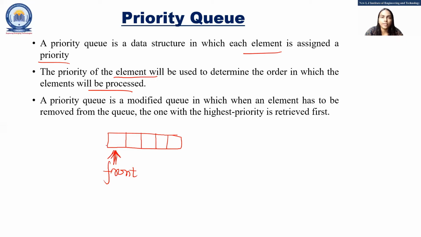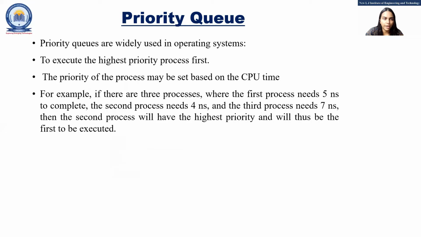Based on the priority, it will now be decided how the element is inserted and how the element will be deleted. So basically we can say that a priority queue is nothing but a modified version of queue, in which when an element has to be removed from the queue, the one with the highest priority is retrieved first. So it will be decided which element will be getting the highest priority, and that particular element will be deleted or retrieved first, right? So the element will be removed based on priority in the priority queue.